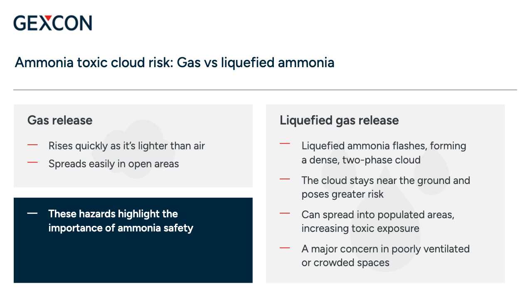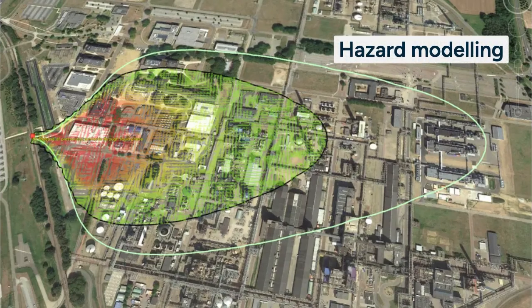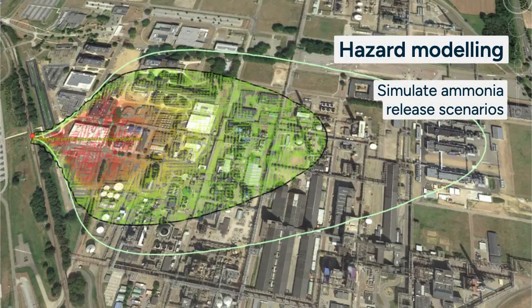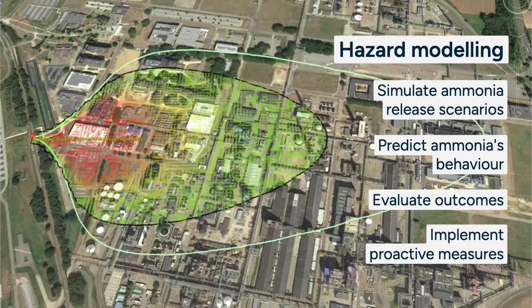These hazards emphasize the critical importance of ammonia safety. Understanding this risk is essential to identifying the most effective strategies for preventing and controlling ammonia releases. One powerful approach for achieving this is hazard modeling. By simulating various scenarios, we can predict ammonia's behavior, evaluate potential outcomes, and implement proactive measures to mitigate risks and enhance safety.